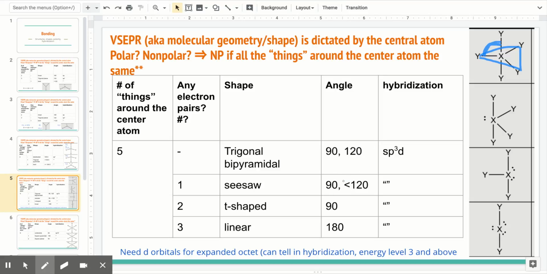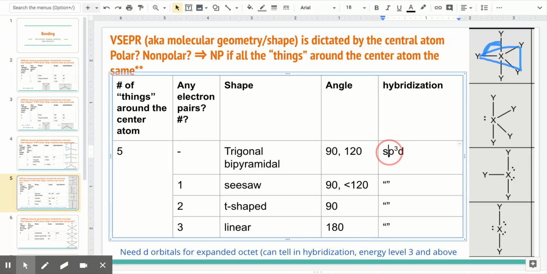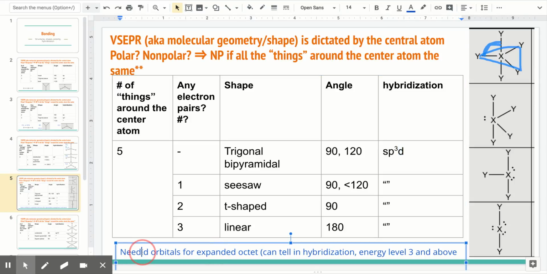And then our hybridization for all of these with 5 things around, we need 5 orbitals. So 1 s plus 3 p's, that makes 4. And we need 1 more, so now we have to move into the d. So total, that makes 5. And then since we need our d orbital, we can also tell that these are going to be things with the expanded octet, right? They have more than 4 bonds around them.